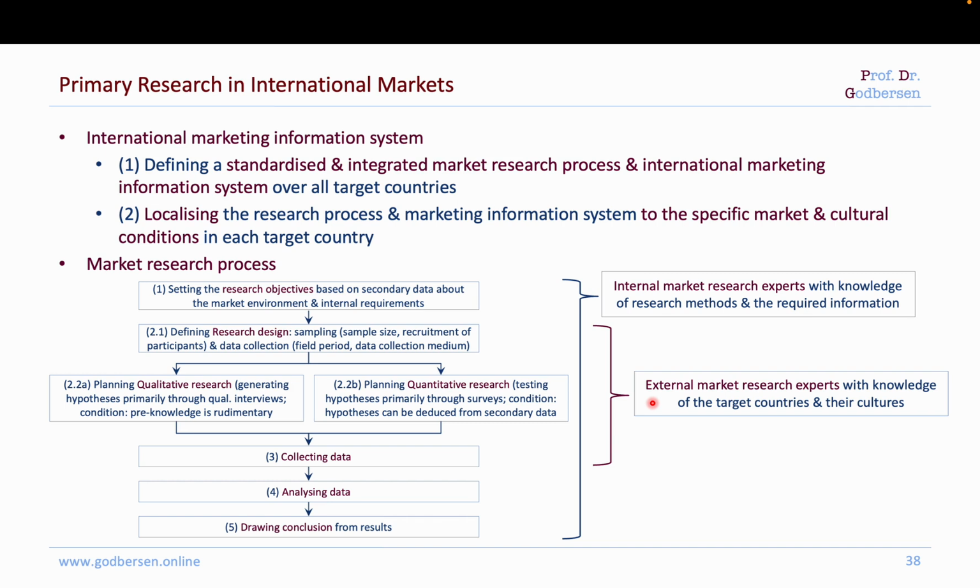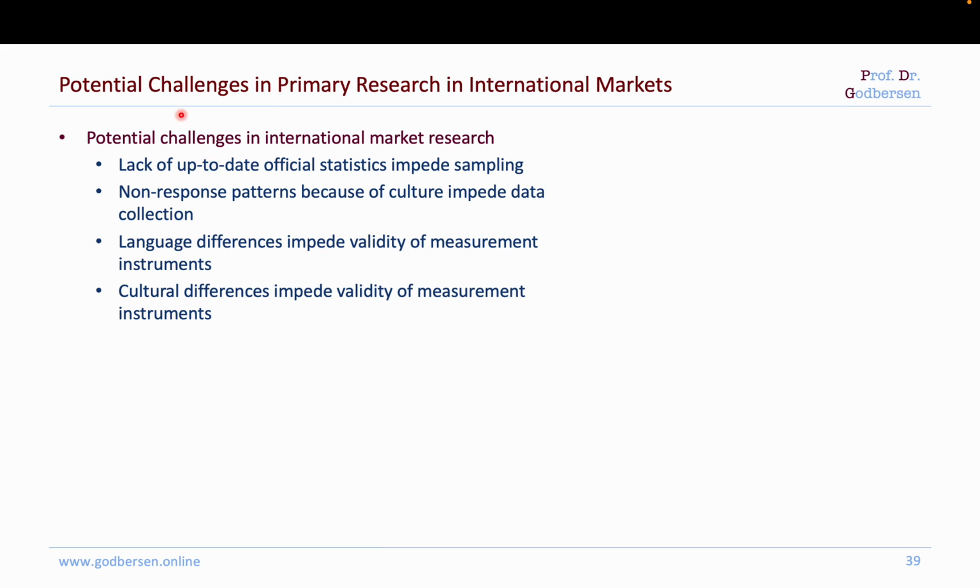I want to elucidate why these external market research experts are important, and advised more often than not, through the potential challenges that you might face in international markets. One potential challenge is a lack of up-to-date official statistics, and that might be a problem when it comes to sampling. In the UK, the Office for National Statistics can provide you with very good information on how the British population is made up. But in countries like the Congo or Malawi, the data is slightly more fuzzy, if you have data at all.